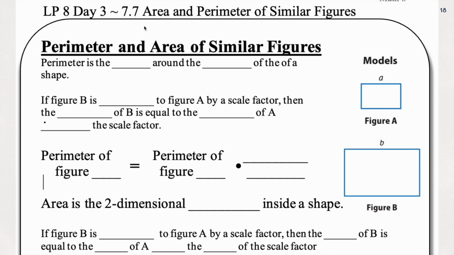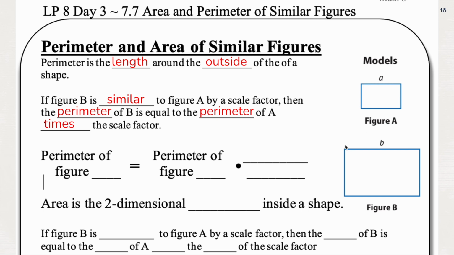All right, so in this video, we're going to take a look at perimeter and area of similar figures. So the perimeter is a length around the outside of a shape. If figure B is similar to figure A by a scale factor, then the perimeter of B is equal to the perimeter of A times the scale factor. Okay, so we just multiply by that scale factor since it's a perimeter. A length is just around the outside.